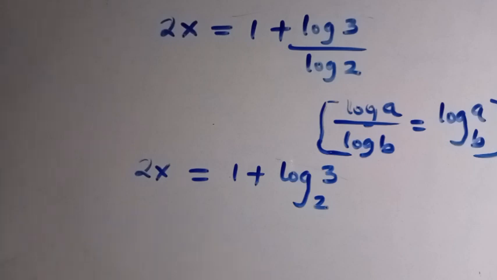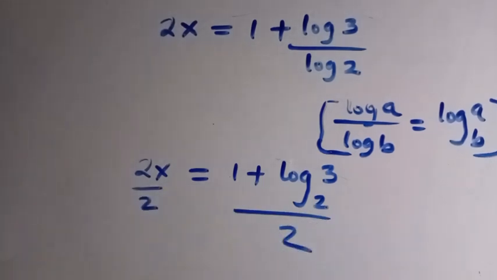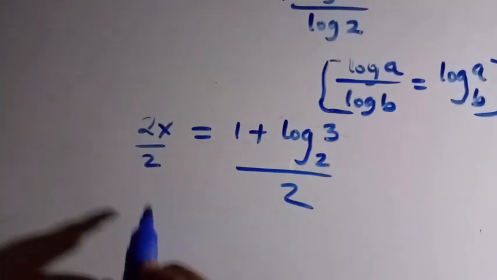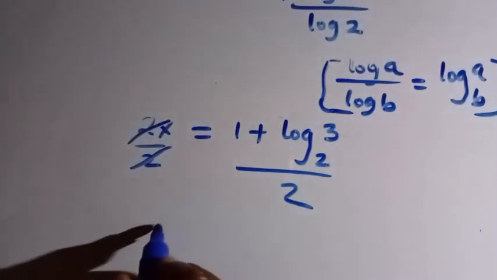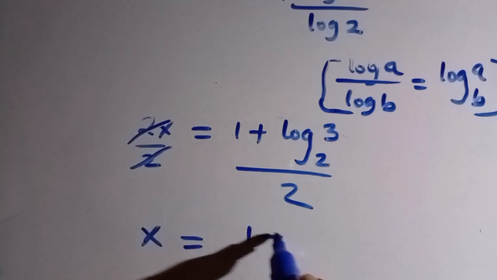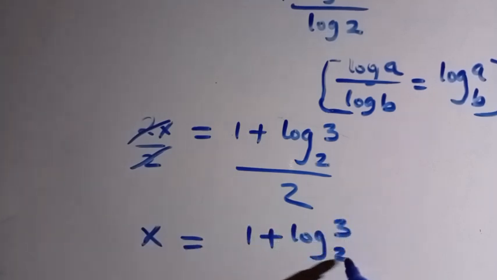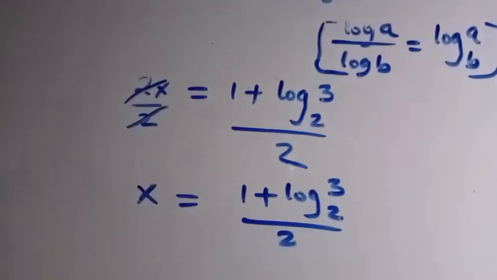So when we divide both sides by 2, from here 2 cancels 2, and the value of x here equals 1 plus log 3 base 2 all divided by 2. So here is the answer to this problem.